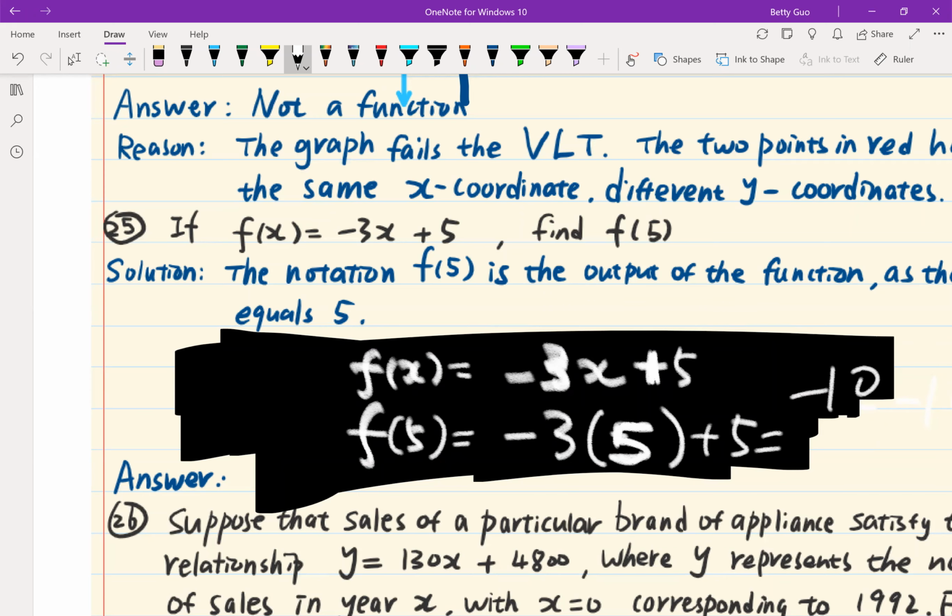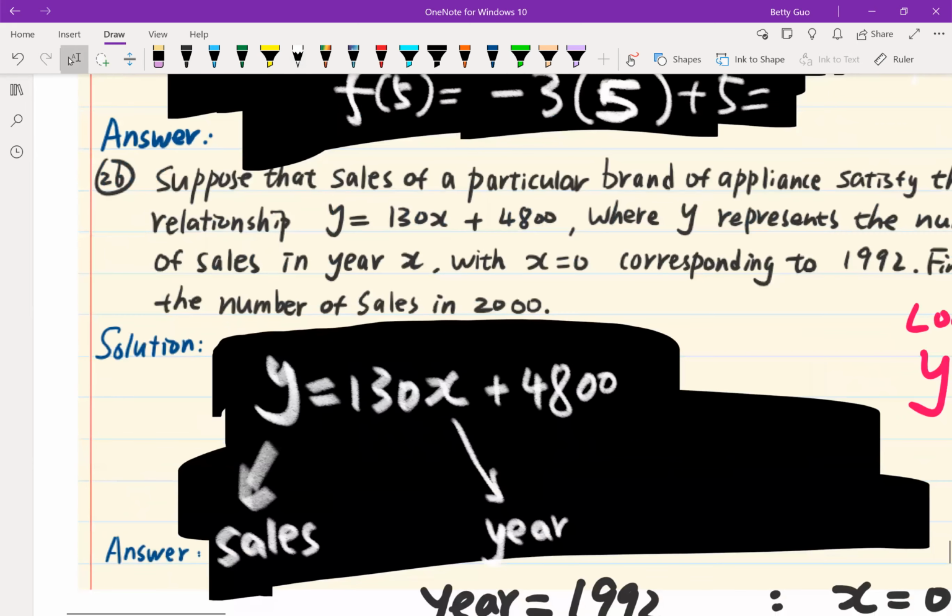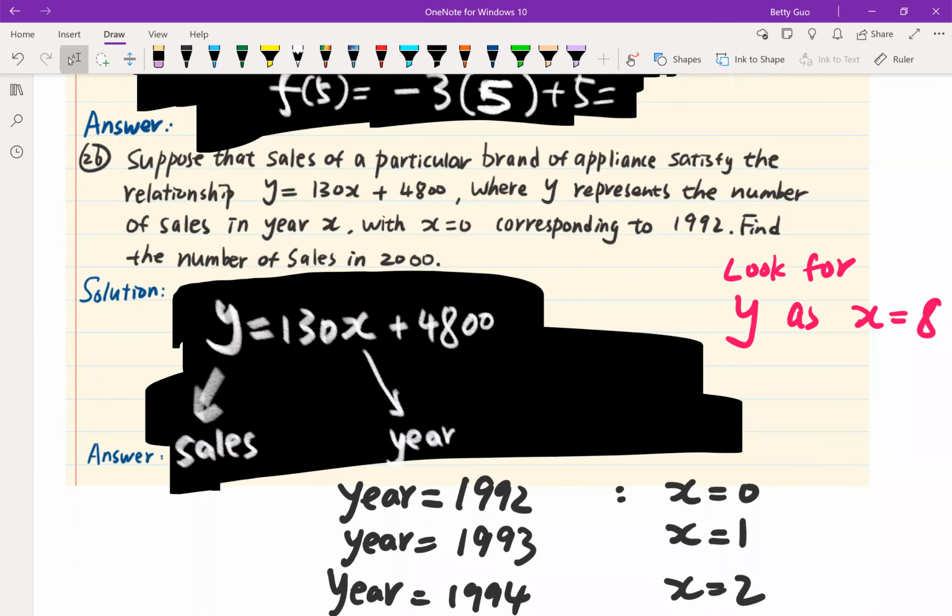Number 26, the last one. We have 1 minute. Suppose that sales of a particular brand of appliance satisfy the relationship y equals 130x plus 4800, where y represents the number of sales in year x, with x equals 0 corresponding to 1992. Find the number of sales in 2000.